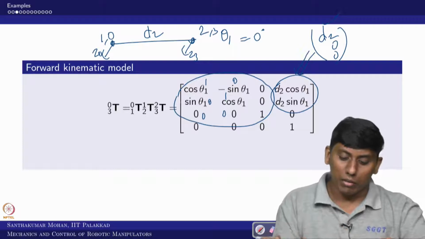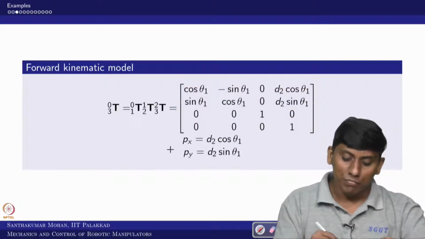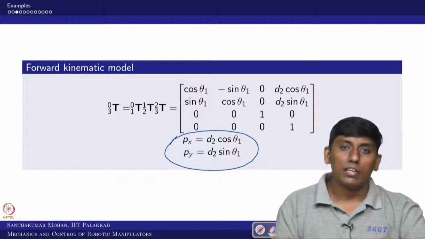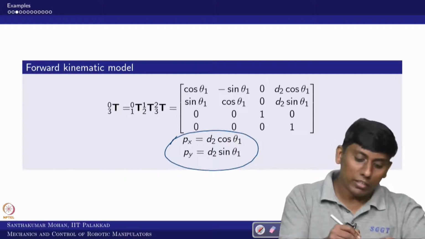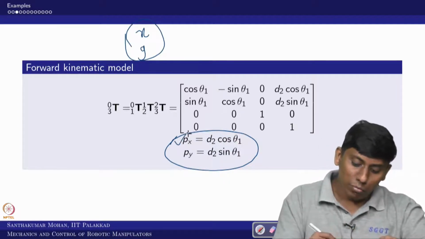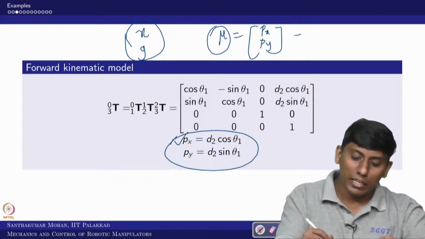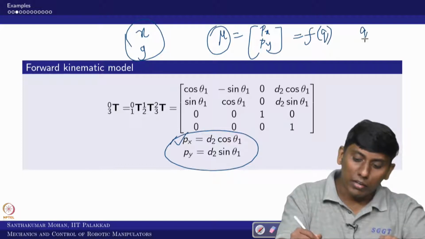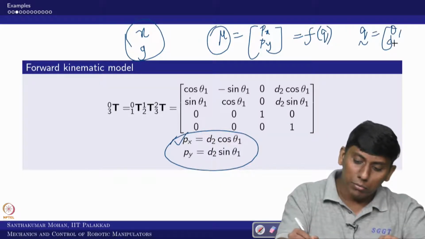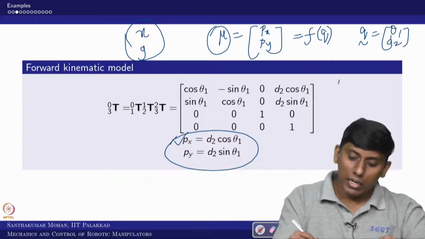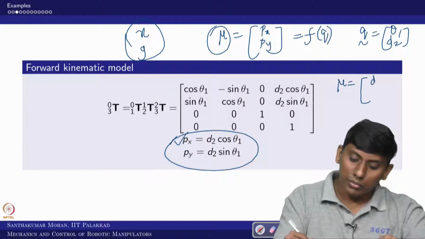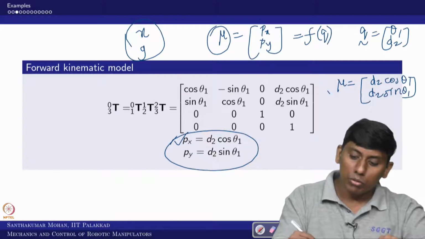So now what one can find. So you can see this is the position vector. Since it is a 2D system, we can see only two variables can be task space. So here the task space variable is only x and y. So that is what we call px, py. So in this sense, mu here is only px, py. Okay. So this is the task space vector that I can write as a function of q. So q is a vector here, theta 1 and d2. Okay. So now you can write mu as d2 cos theta 1 and d2 sin theta 1. So this is what you call forward kinematics.